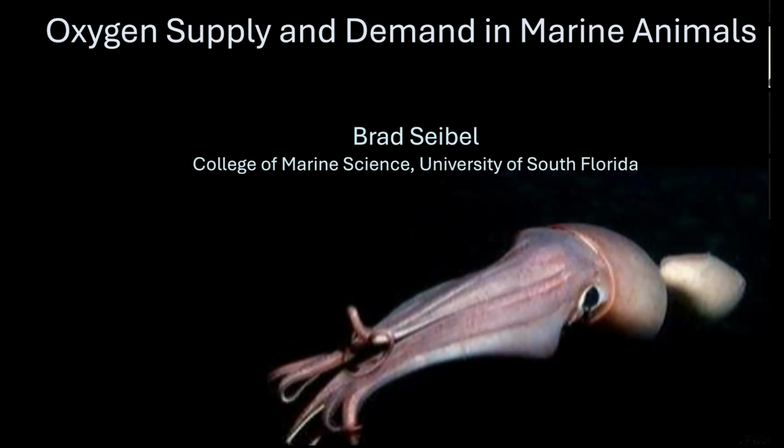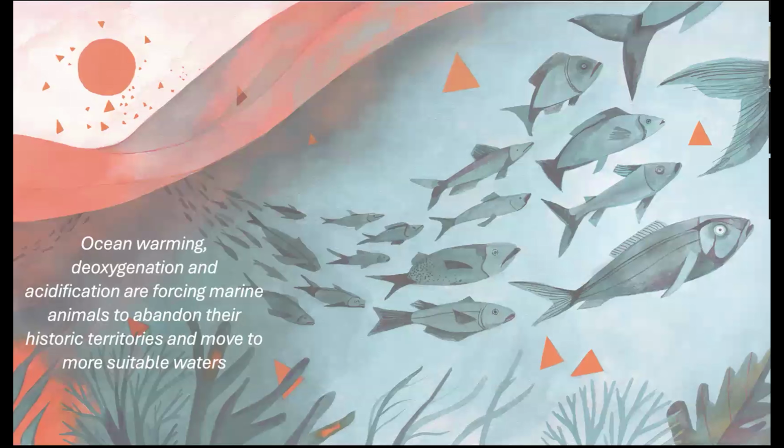So as Sam mentioned, I'm going to talk a little bit about oxygen supply and demand in marine animals and some of the misconceptions, as I see them anyway. There are those who would disagree that they are misconceptions, so we'll have a lively debate perhaps. So ocean warming and ocean deoxygenation, as well as acidification in some cases, are thought to be forcing marine animals to abandon historic territories and move to more suitable waters. So that's the common interpretation.